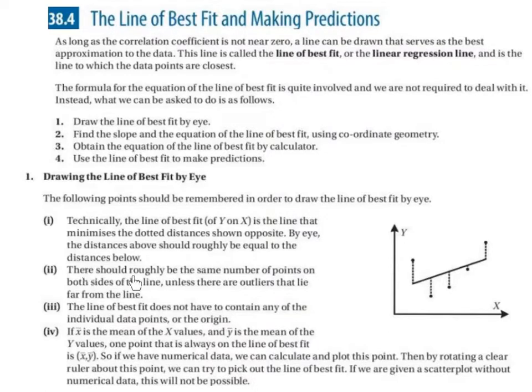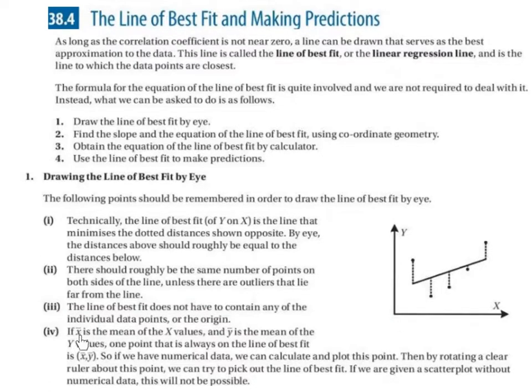There should roughly be the same number of points on both sides of the line, unless there are outliers that lie far from the line. The line of best fit does not have to contain any of the individual data points or the origin, so it does not have to cut through the origin, and it probably won't.